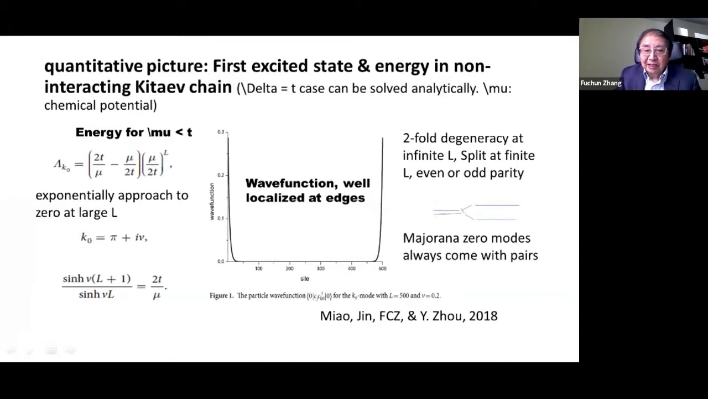So the so-called Majorana zero mode is a kind of degeneracy in the long chain limit. If you split it, you have two. So in a sense, Majorana zero modes always come in pairs. That's the picture, and all the parameters can be analytically determined. Finally, of course, you plot the wave function numerically.